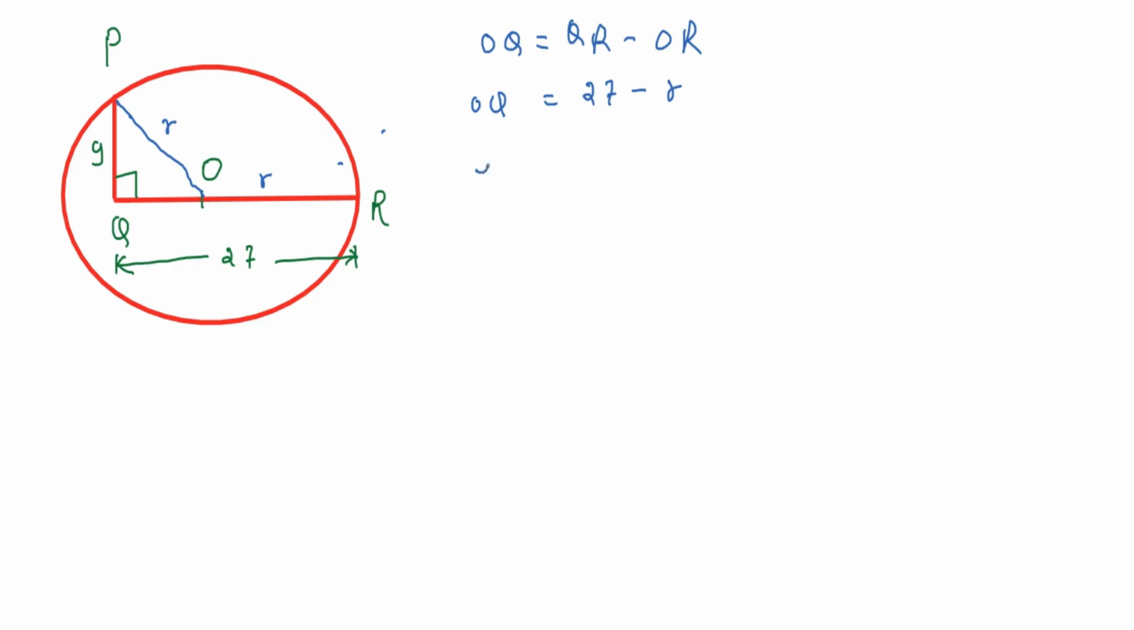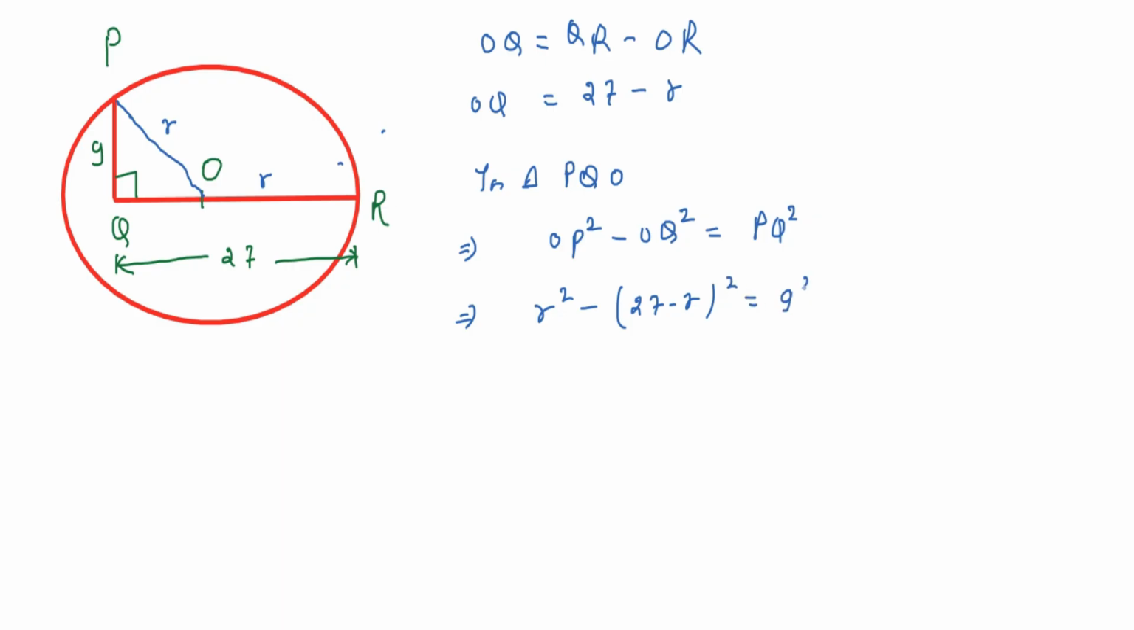So in right angle triangle PQO, if we apply the Pythagorean theorem, we can write that OP square minus OQ square is equal to PQ square. If we put in the known values of OP, OQ and PQ, we will have OP square, that is R square, minus OQ square, that is (27 minus R) raised to 2, is equal to PQ square, that is 9 raised to 2.